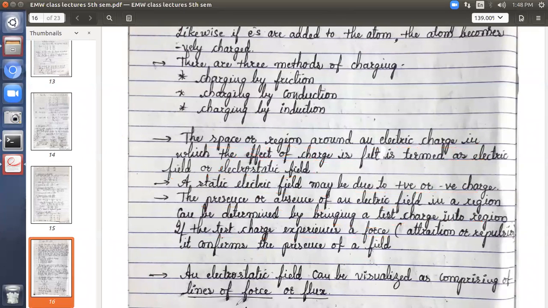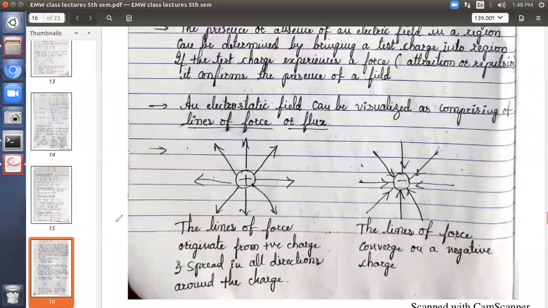And you know this already, I guess, how you can visualize the electrostatic field. If it is a positive charge, the field lines start from the charge and they diverge. This is the convention used for positive charge, and for negative charge, they come in and converge. These are the conventions used for the lines of force, field lines or flux lines. For positive charge, they diverge. For negative charge, they converge.